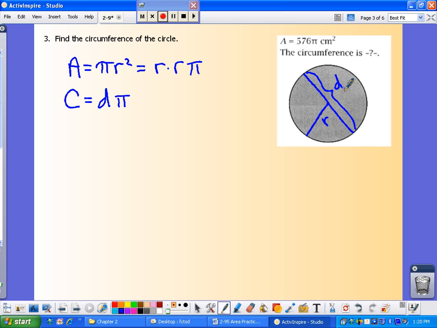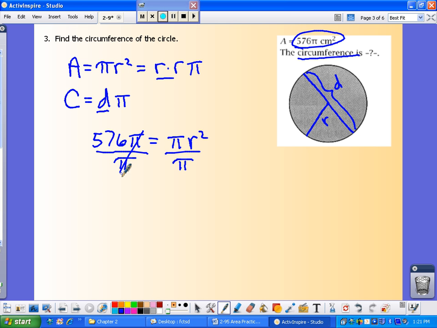So there's my diameter. So somehow, if I'm going to get circumference, and that's what this is asking for, I need to get the diameter. And the only way I'm going to get the diameter is if I find the radius. And I'm given the area, so maybe I can use that. Let's try it. 576 pi is equal to pi times radius squared. So, for lack of anything, can we divide pi from both sides? It's just a number. Get rid of it. We don't have to look at it anymore, right? So 576 equals radius squared.